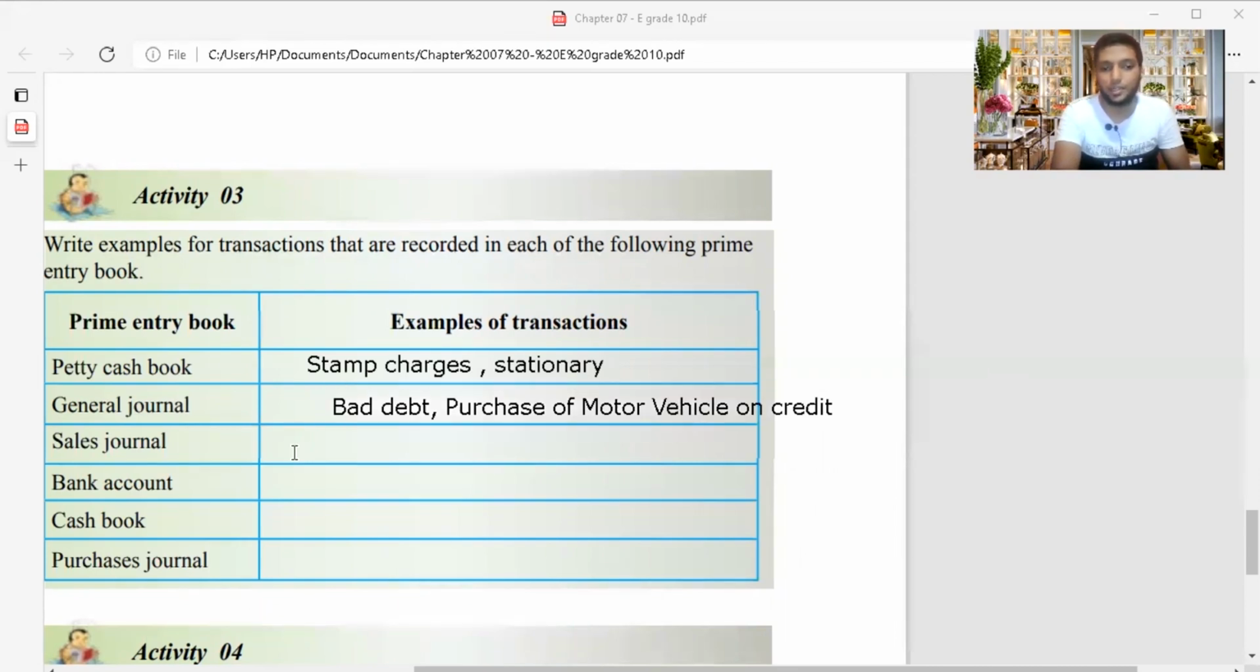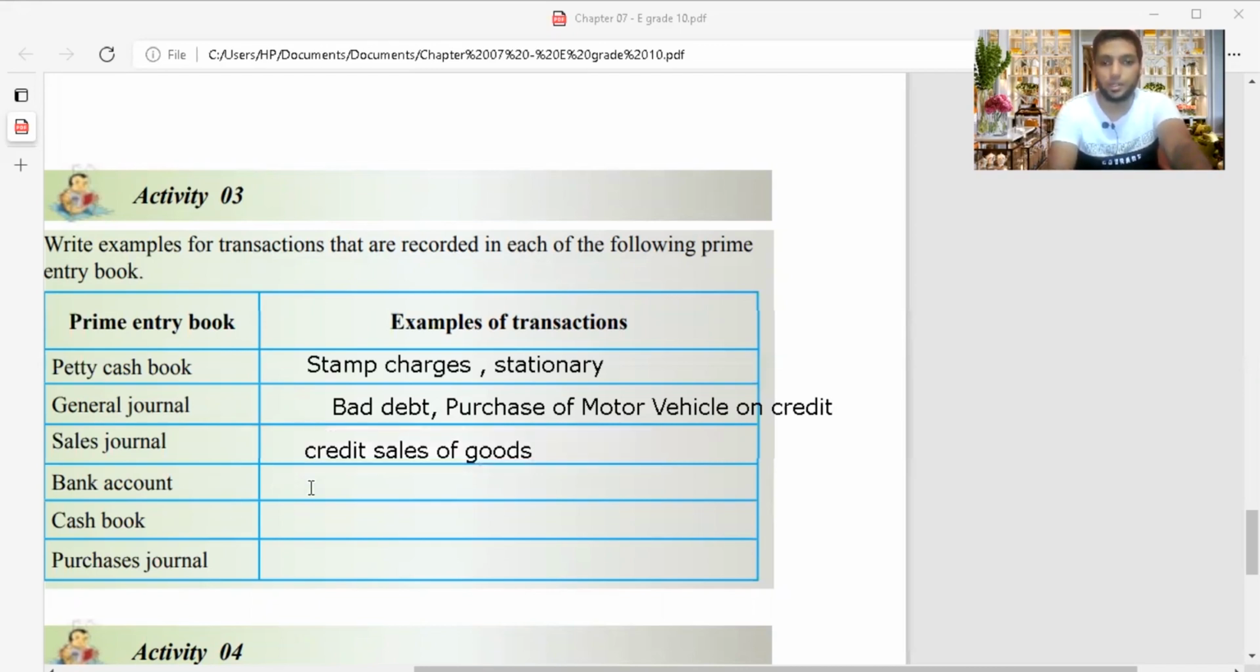For the sales journal you can write like this: it's a credit transaction, selling a product to a credit customer, something like that. Selling a good to a credit customer. Okay, so there's no example for this. Or credit sales, you can write. It's better you write credit sales. That's all you can do in this: credit sales of goods.